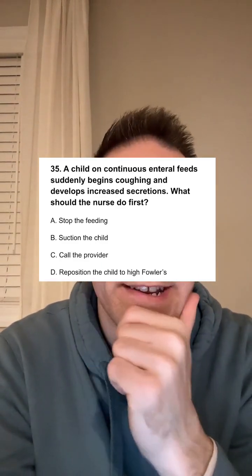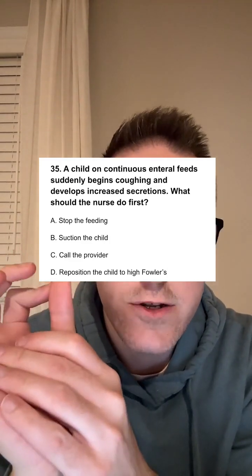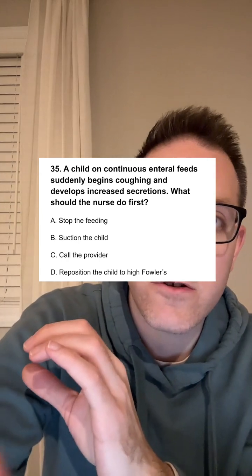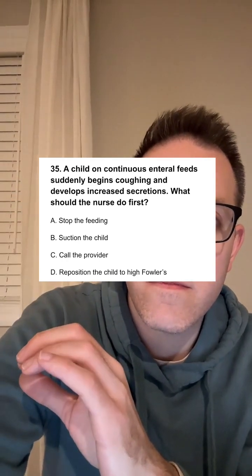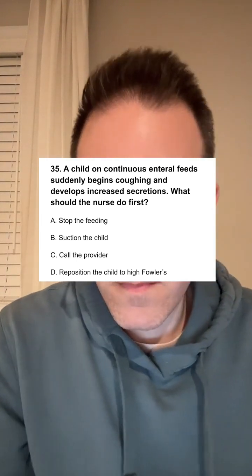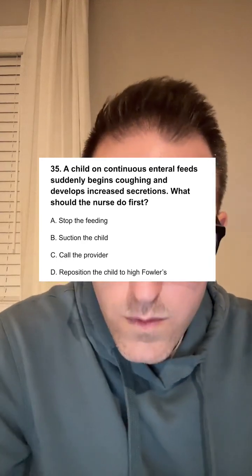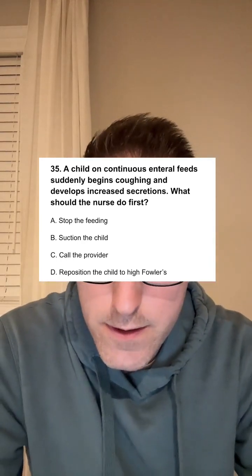A child on continuous enteral feed suddenly begins coughing and develops increased secretions. What should the nurse do first?